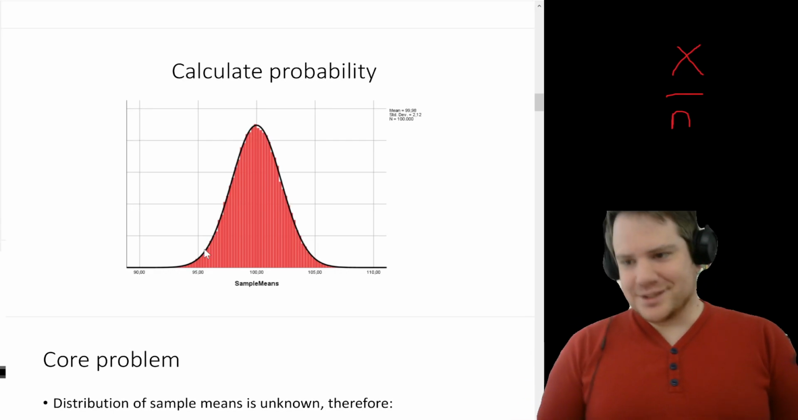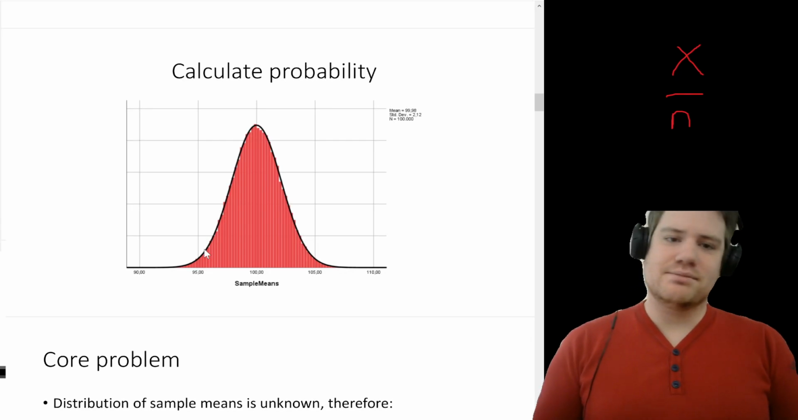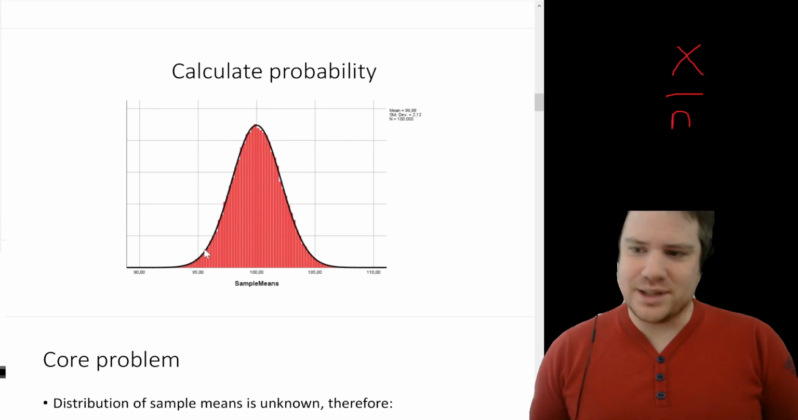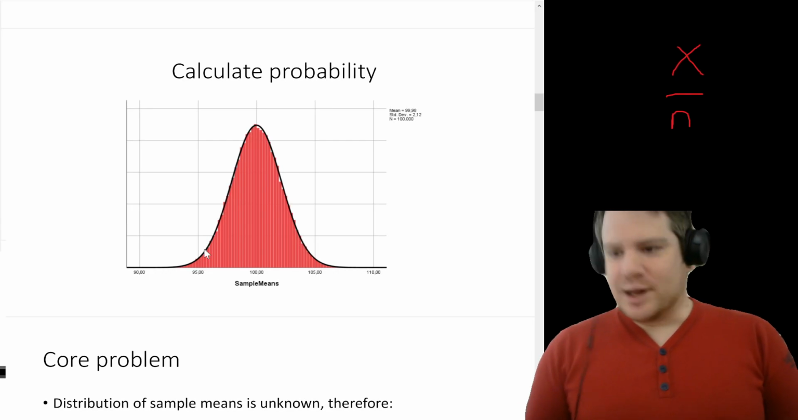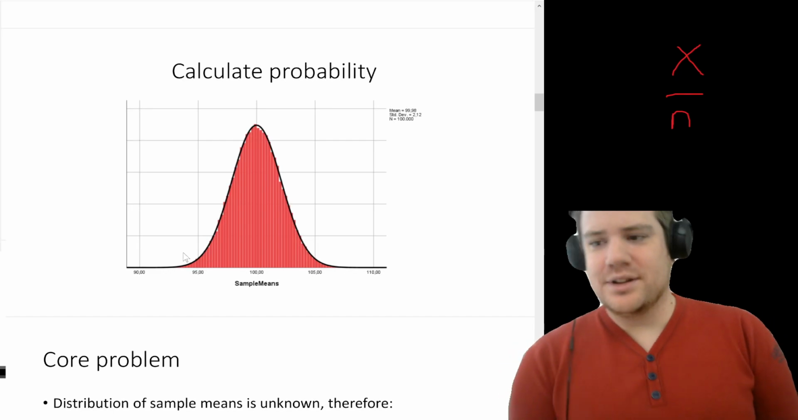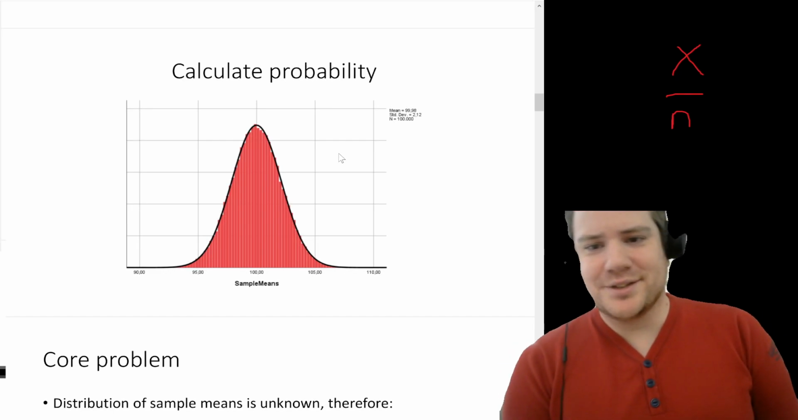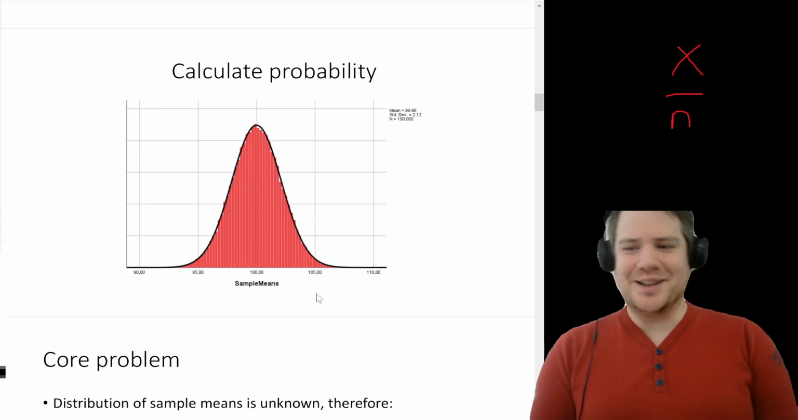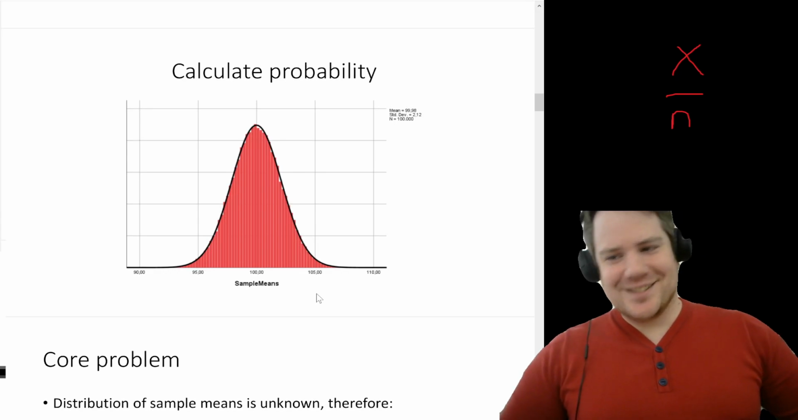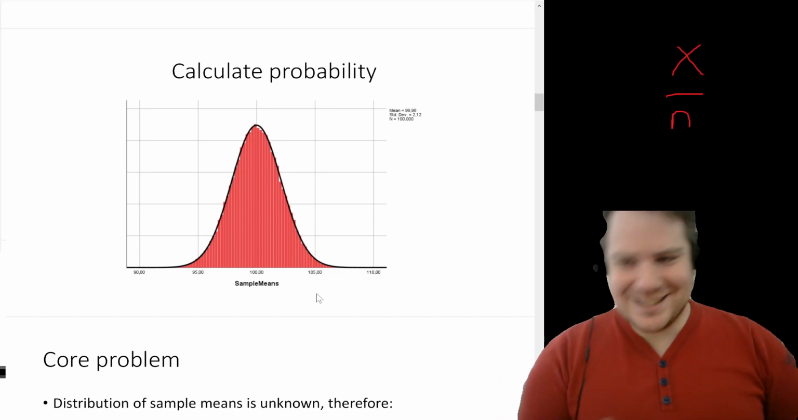But as you can imagine, in most cases in psychology, you do not have access to the whole population that you're trying to generalize towards. It's very uncommon. So not knowing the population means we also don't know exactly what this distribution is. And yet we still are interested in calculating probabilities. How does that work? That's what we're about to find out.